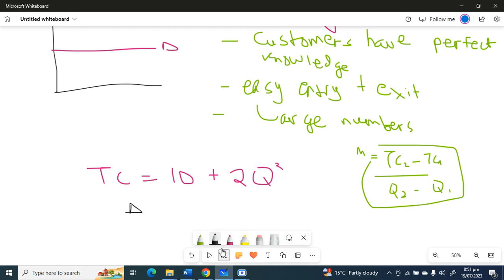Not change, but dTC over dQ. Basically, what we're saying is we're differentiating this total cost function with respect to Q, meaning Q is our main variable here and is the one we'll be using for the power law of differentiation. Differentiation just measures the rates of change. So this formula has transformed into this.